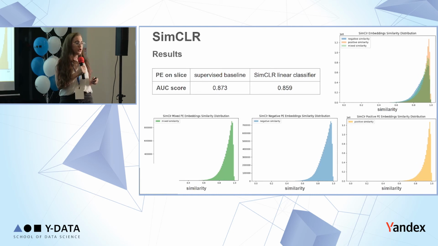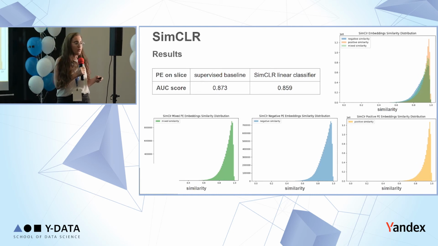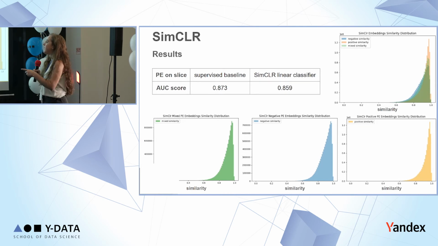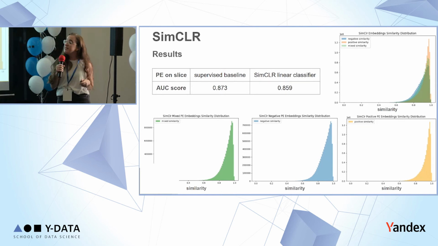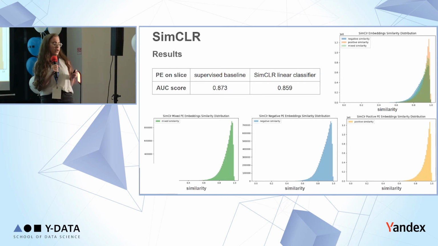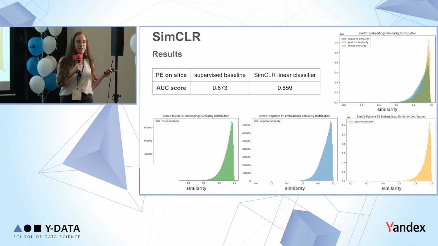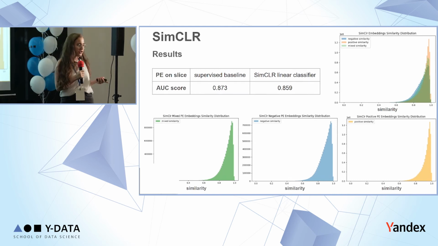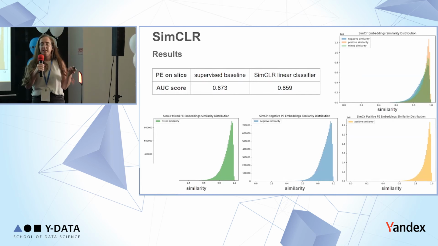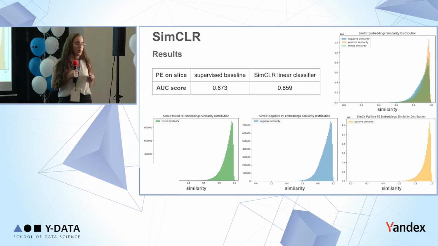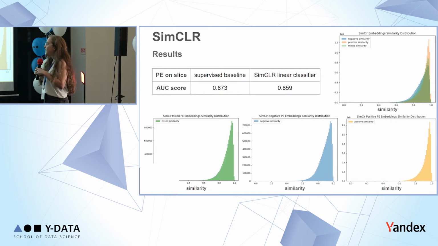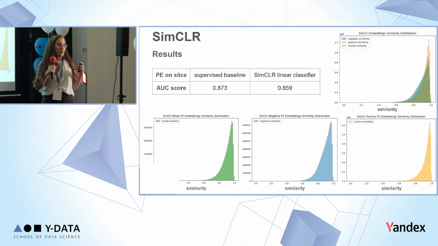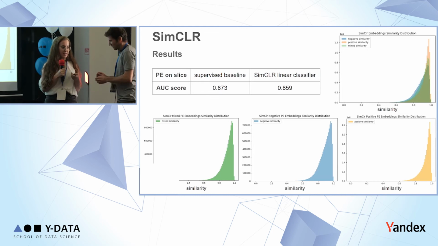So looking at the distribution of similarity values for the embeddings of PE positive, PE negative, and mixed positive-negative slices, we see they are all very close to each other. So we assume that the task of distinguishing one image from another based on some general features didn't allow the network to learn the specific meaningful representations for PE prediction, which is extremely small and extremely rare in the images. So SimCLR's approach didn't match the nature of our data, but another approach did, and this is FixMatch.